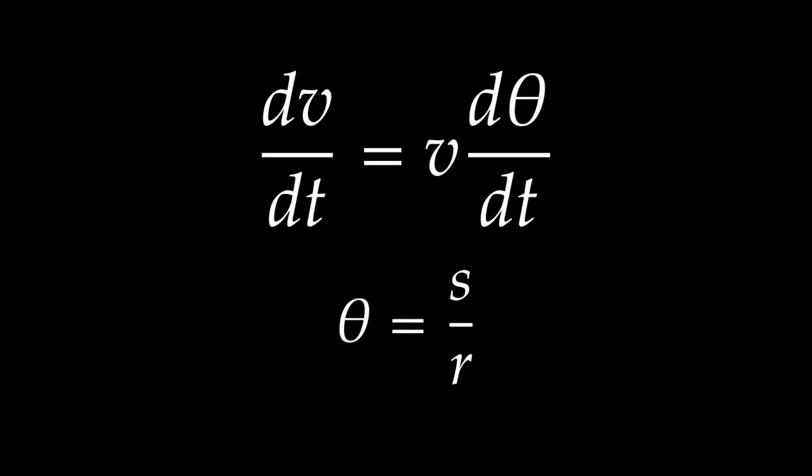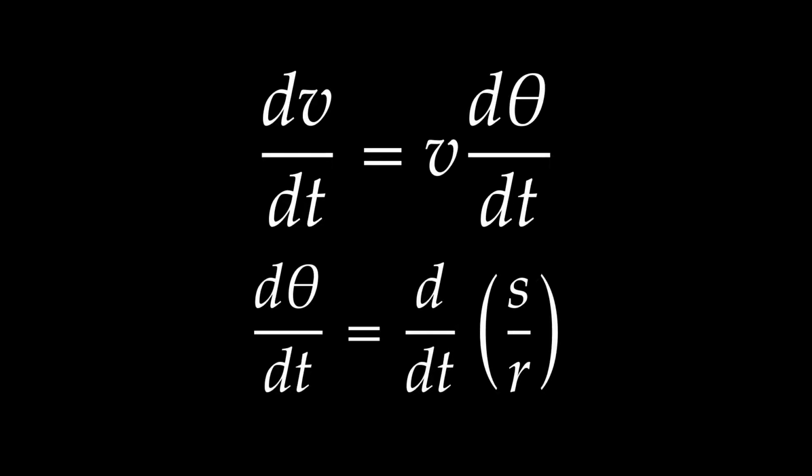Once I've done that, I can now take the derivative of both sides of the equation with respect to time, such that d theta dt on the left-hand side is the derivative with respect to time of s over r. Now, this is circular motion, and circular motion implies that the radius is constant. That's how I define a circle. And so the radius does not change as a function of time, and so it comes out of the derivative. So d theta dt is 1 over r ds dt.